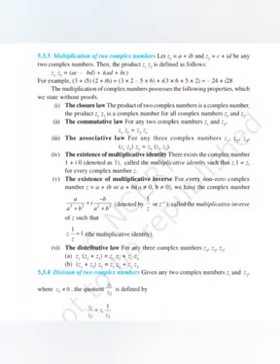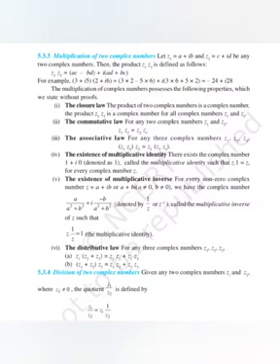The commutative law. Product of two complex numbers z1 into z2 is equal to z2 into z1. Associative law. (z1 into z2) into z3 is equal to z1 into (z2 into z3). The existence of multiplicative identity. There exists a complex number 1 equal to 1 plus iota into 0, such that z into 1 is equal to z.